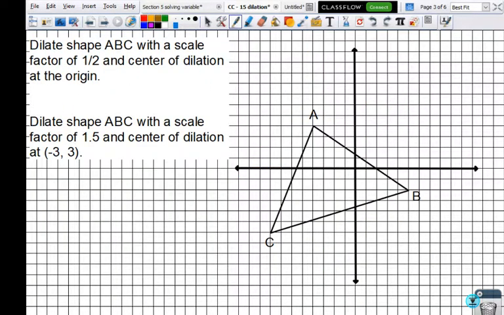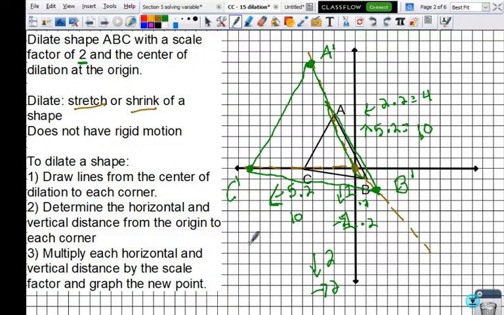So we're going to dilate on this. Actually, I should back up. Is anybody still working on this one? Yeah. Okay, sorry. I got too fast. Okay, no, you're good.